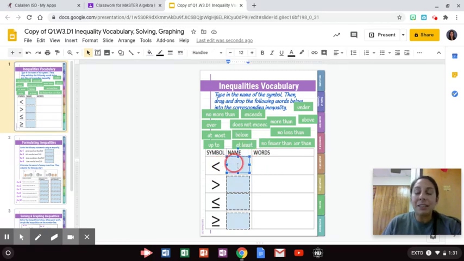This symbol we say is less than. So inside this box, you're going to type in the word less than. And I'm going to make that a little bit bigger because it's kind of hard to see. You can go here and just make your text larger. The next box, that symbol stands for greater than.